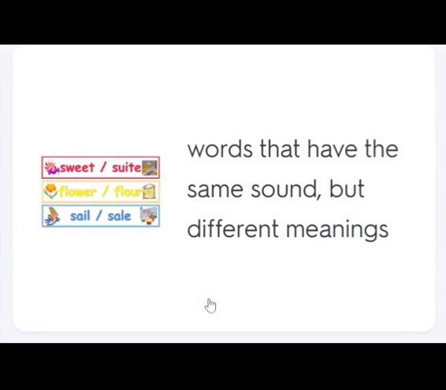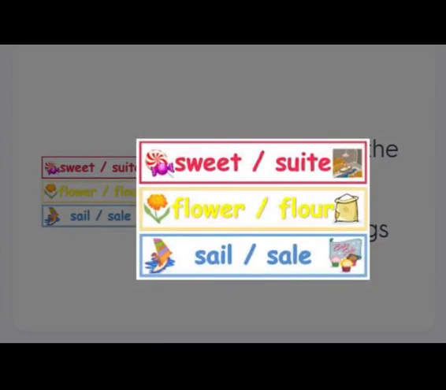Homophone is going to be a word that sounds just like another word, but those words have different meanings. So for example, we can have a sweet, like a piece of candy, spelled S-W-E-E-T, or we can have a suite talking about a hotel suite, spelled S-U-I-T-E. They sound exactly the same, but they have different meanings. And you can see some other examples of homophones: flower and sail.